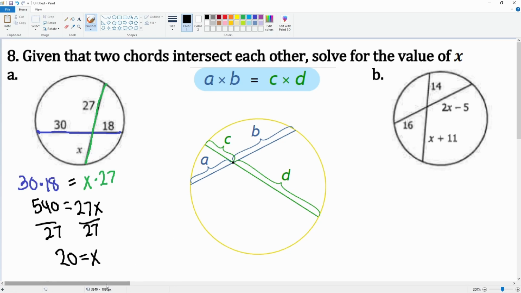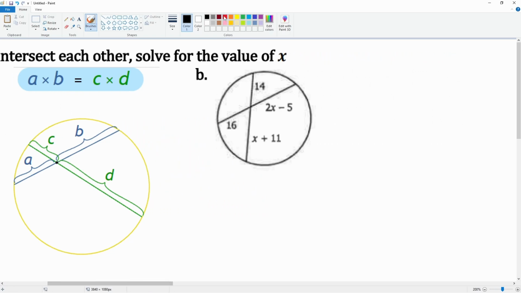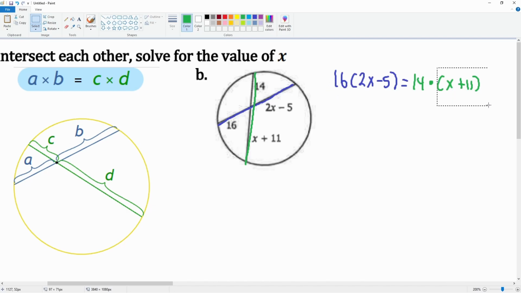There you go. Same thing for b here. I'm going to make this part blue and this part green. So the blue part, 16 times 2x minus 5. That's going to be equal to the green part of 14 times 11, x plus 11. This whole multiplication thing is really just like written like that if you ever see it.